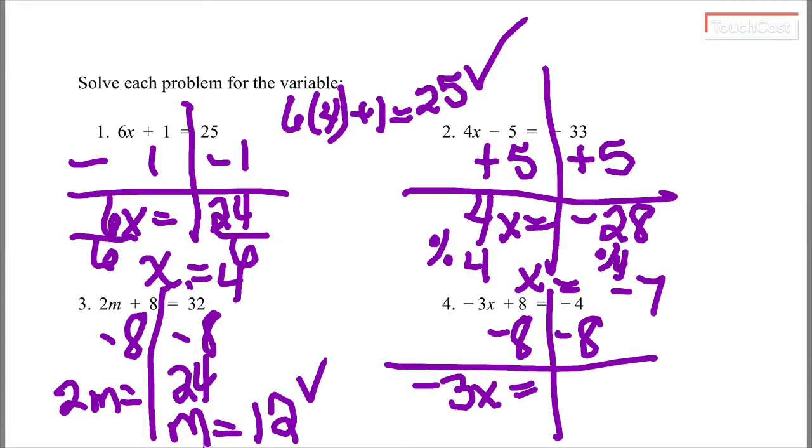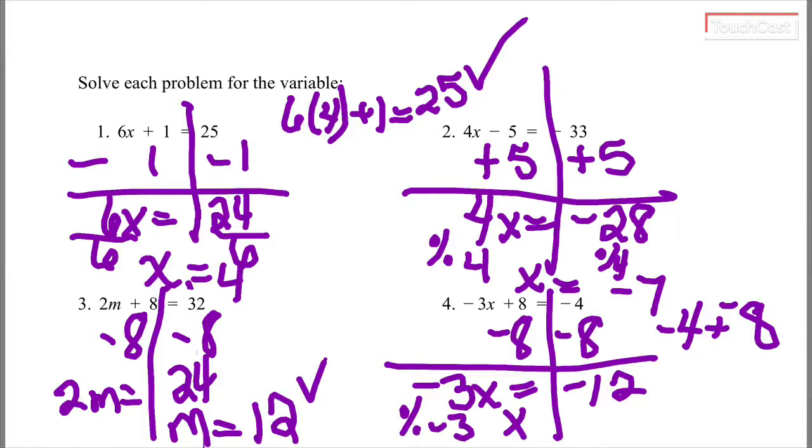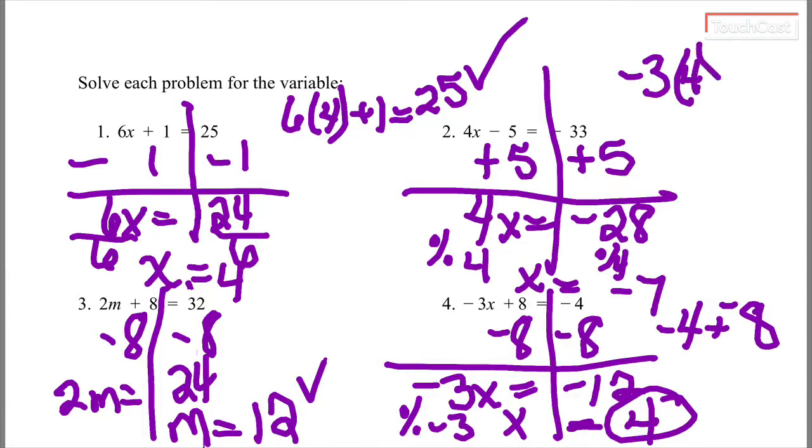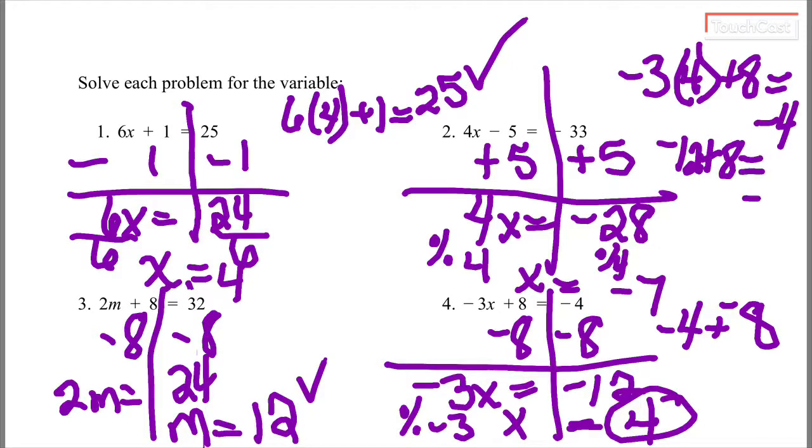3x equals, don't forget KFC, very important. Okay, it's a negative 12. X, divide both sides by negative 3. That's also important to remember, dividing by a negative. Negative divided by negative is positive, so X equals 4. If you were to check that out, it would be correct. Let's just show that. Negative 3 times positive 4 plus 8 equals negative 4, because negative 12 plus 8 equals negative 4. Very important to keep your negatives in check.